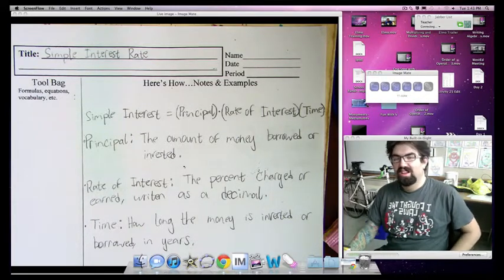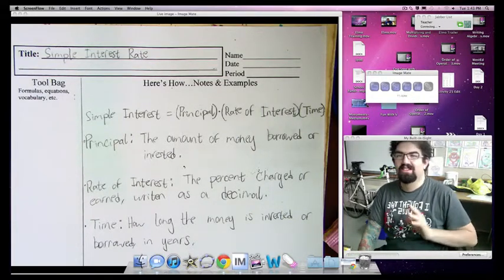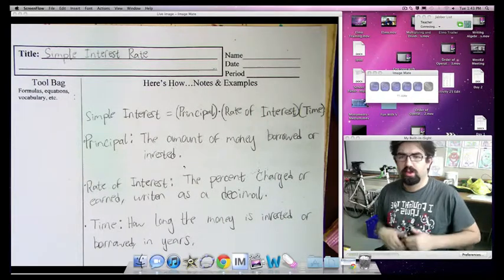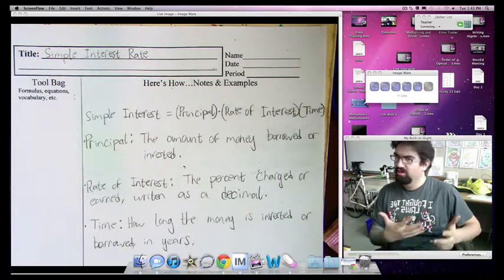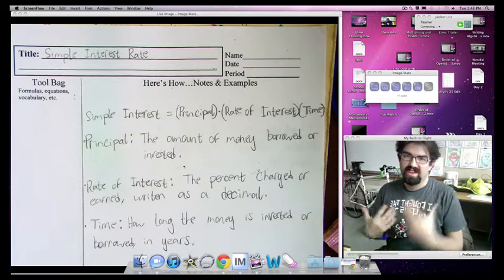Hi, this is the last video on Unit 6, and this is on simple interest rate. So, of course, one would ask, what is simple interest rate? It's a way of investing your money.